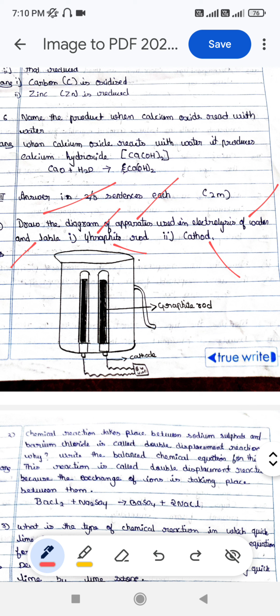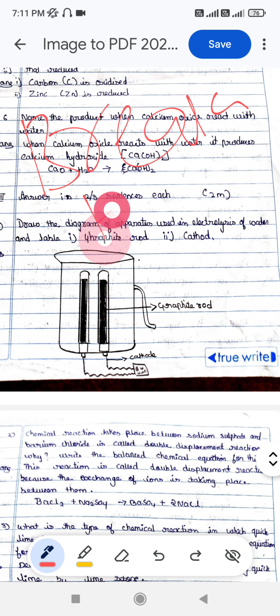First of all, in this figure, you have to understand the meaning of electrolysis of water. What is electrolysis of water? The breaking down of water with the help of electric current is called electrolysis of water. Maybe they can ask for 1 mark, define electrolysis. What you have to write is: breaking down of water with the help of current is called electrolysis of water.